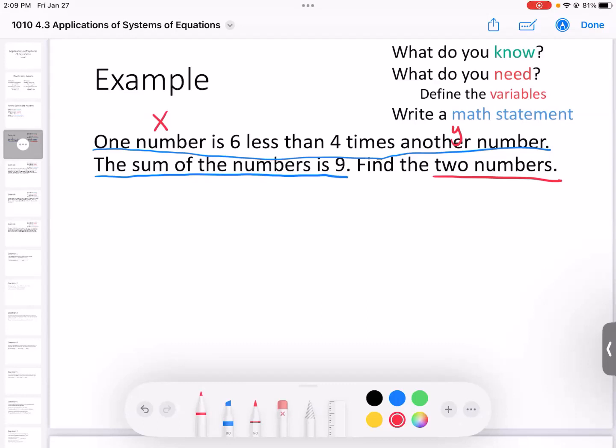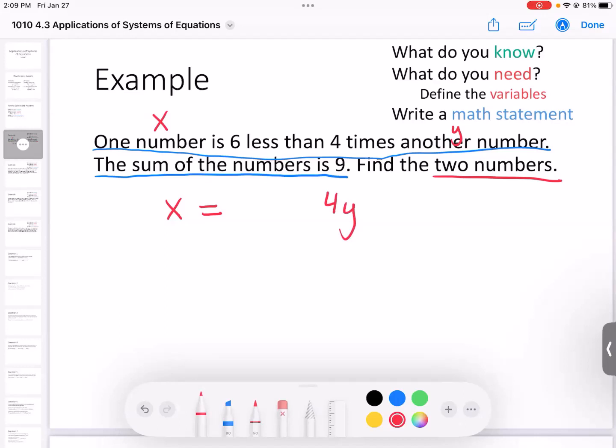So this statement right here is actually really easily translatable into math language, because we would say, okay, well, one number is, and "is" means this stuff is that, which means they're equal to each other. So I would say one number is, and then I have 6 less than 4 times the other number, which I called Y. So I know 4 times Y is just going to be 4Y. And then I have 6 less than that.